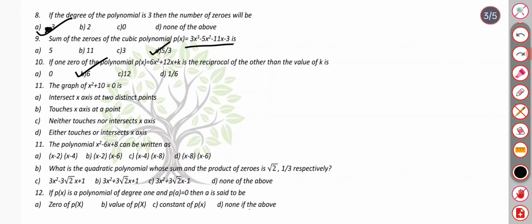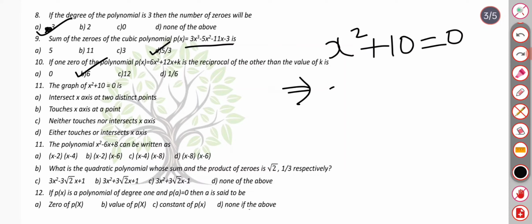Question number 11. The graph of x² plus 10 is option number A, intersect x-axis at two distinct points. B, touches x-axis at a point. C, neither touches nor intersect x-axis. D, either touches or intersect x-axis. So हम लोग इक्वेशन क्या दिया है? x² plus 10 equal to 0. इसे करने से क्या मिलेगा?